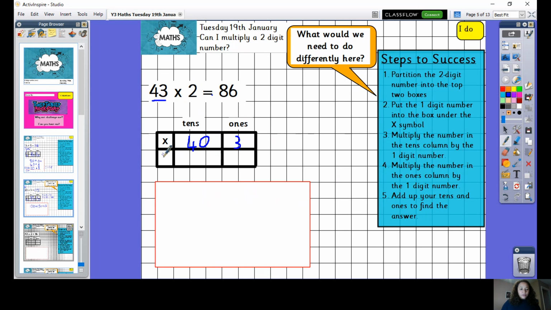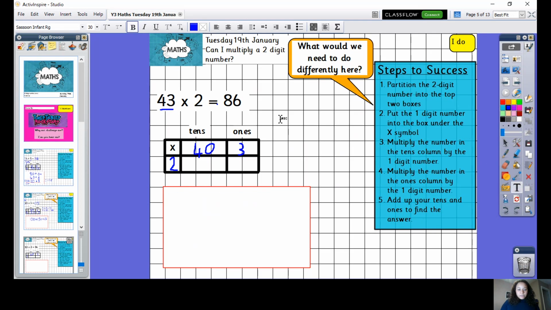And then the 2 comes down here into the box. Okay, now I'm on to step 3. So I'm multiplying the number in the 10s column by the 1-digit number. So for this one, I need to find another related calculation.